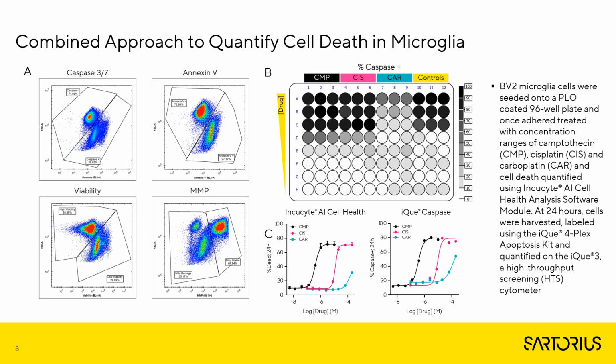In B, this is looking at the heat map of the 96-well plate. And here we're looking at the percentage of caspase positive cells expressed as a percentage of the single cells. And then we can see the transformed data at the bottom here. So this is looking at the 24-hour CRC based on the INKSIGHT analysis and the IQ caspase readout as well. And you can see that we have comparable concentration response curves here for the two readouts.